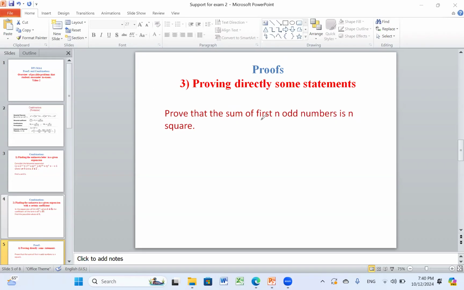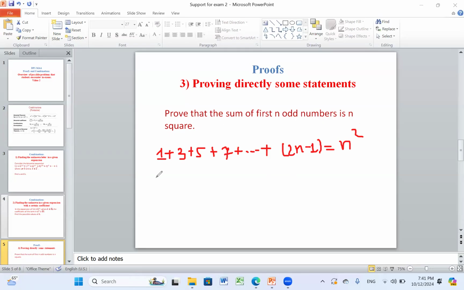Prove that the sum of the first n odd numbers is n squared. So odd numbers are 1 plus 3 plus 5 plus 7, of course, plus up to 2n minus 1. You know that the general formula for the odd numbers is 2n minus 1, and the sum is equal to n squared. Actually, we have to prove this one. So how to do it? We can prove it in several ways. The first way that I want to demonstrate is by direct proof.